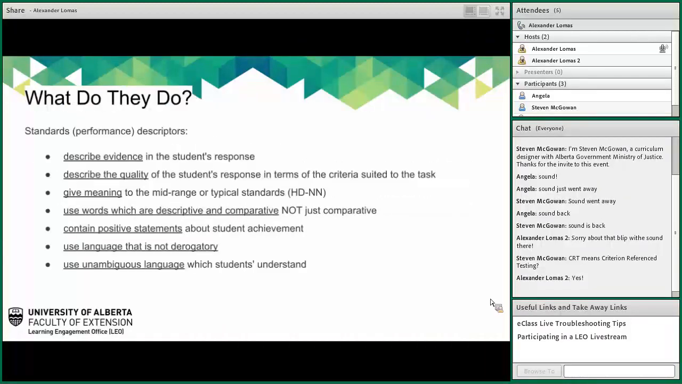So what do they do? They describe evidence, they describe the quality of the student response, they give meaning to the mid-range or the typical standard, they use words which are descriptive and comparative, not just comparative. They contain positive statements, use language that's not derogatory, and use unambiguous language. So that's why they take time to create.